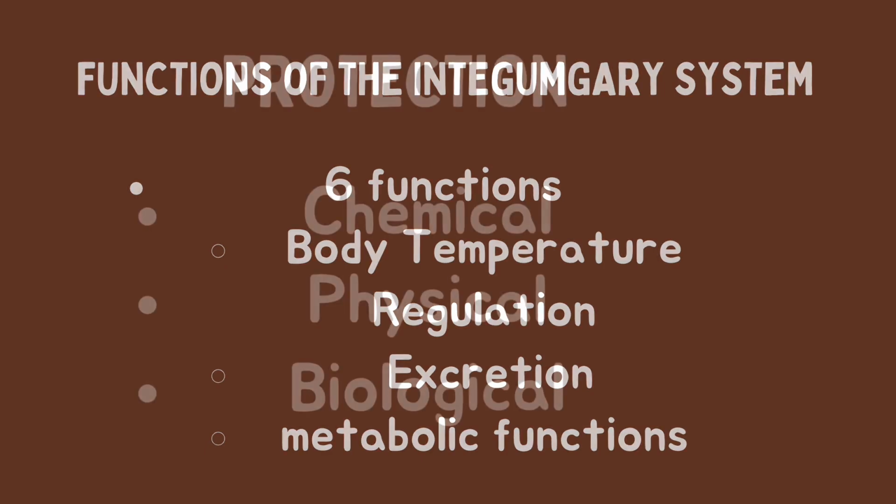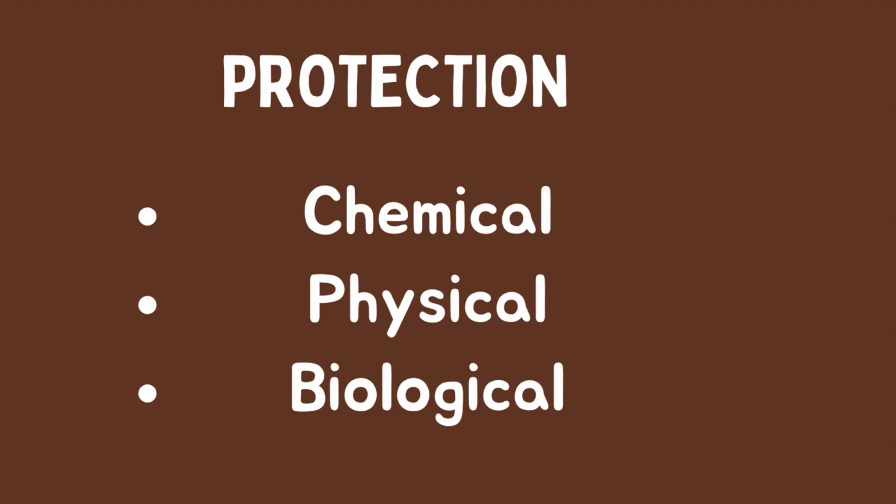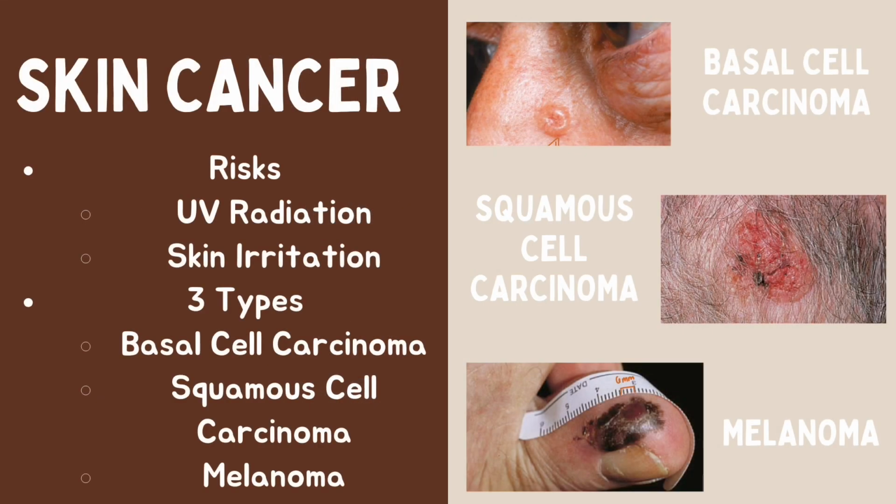The skin has three different protection barriers that include chemical, physical, and biological. There are three types of skin cancer. Basal cell carcinoma is the most common type and does not spread. This can appear on the face and look like a shiny circle with a pit in the middle. It can be surgically cut out.